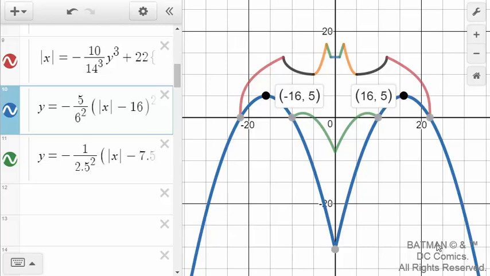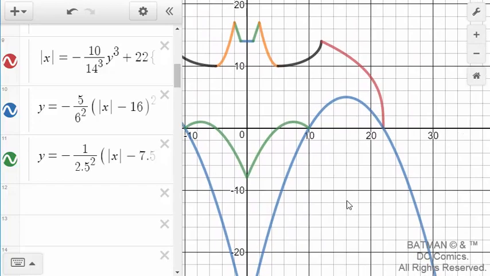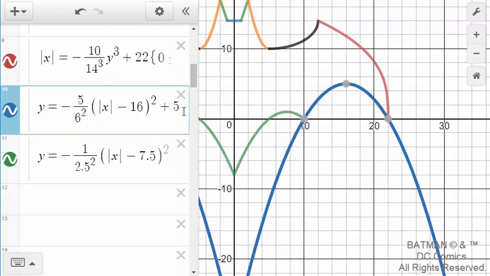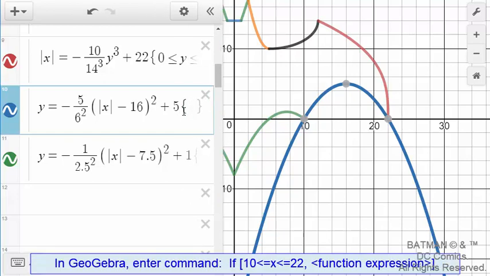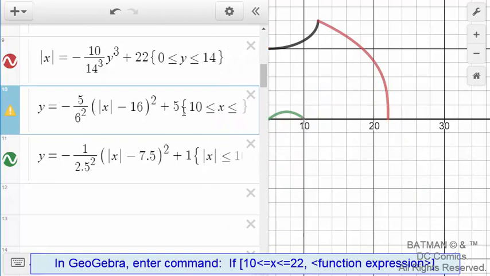Alright, so we got the symmetry down, but now we want to trim this curve. I want to restrict its domain. Let me focus on this half first. I want to restrict this curve from x values of 10 up to 22. And that's what the curly braces do. This is a Desmos format. You'll have to check whatever grapher you prefer to figure out how to restrict the domain. In Desmos, that's what the curly braces do. I'll put 10 less than or equal to x less than or equal to 22.